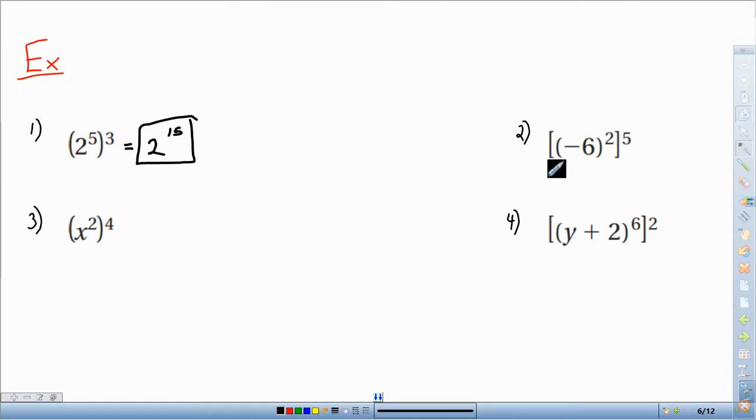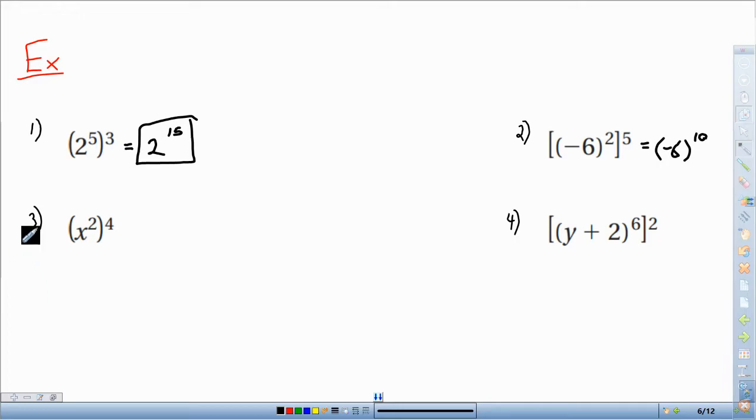Moving on to number 2. This looks a little different, but technically this is still a power of a power. Don't let the brackets and stuff throw you off. By the way, the reason why brackets are being used here is since they already have parentheses around this -6, they then use brackets to make it look a little bit easier to understand. The same idea here. We're just going to be multiplying these together. So we're going to get a -6, which still needs to be in the parentheses. 2 times 5 gives me a power of 10.